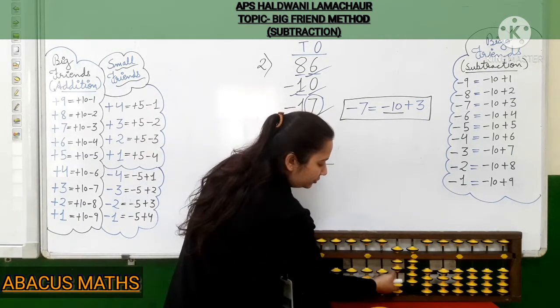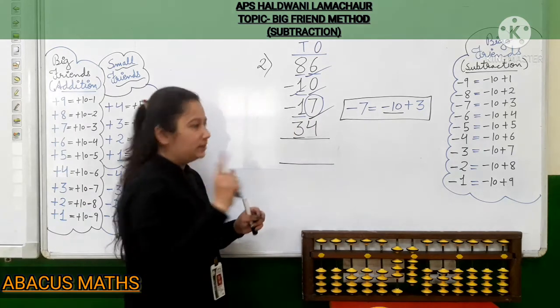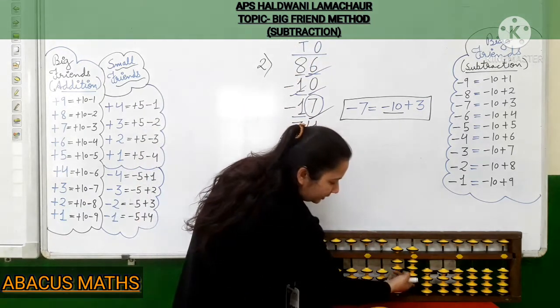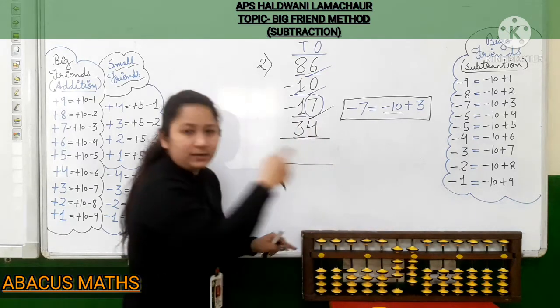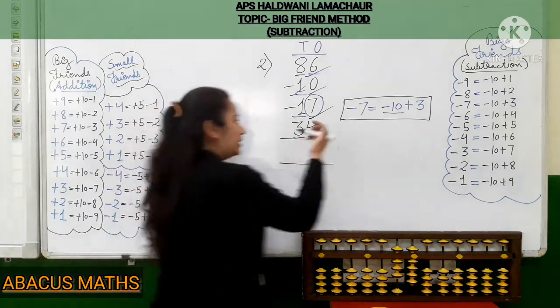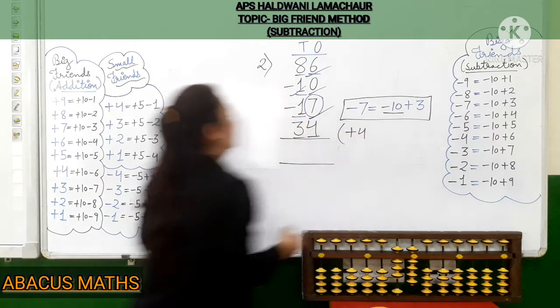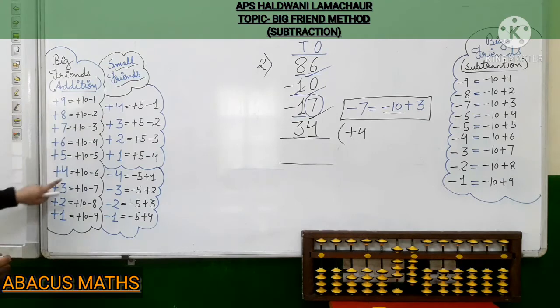See 1, 2, 3 I have added in tens rod. Next add this 4 in ones rod. Now you can see that we have already packed 9 there. So how will you add this 4? Now for adding this 4, use the big friends addition.